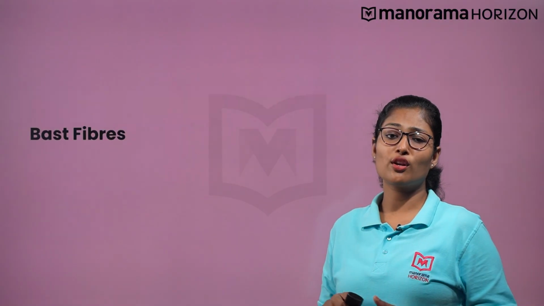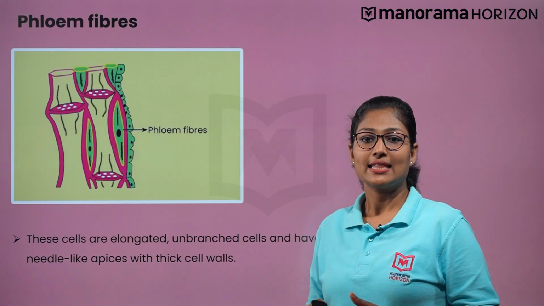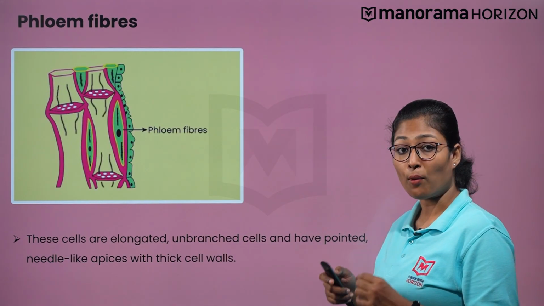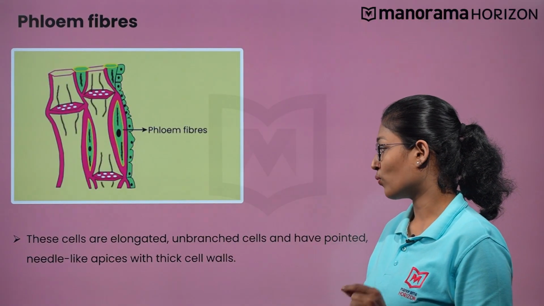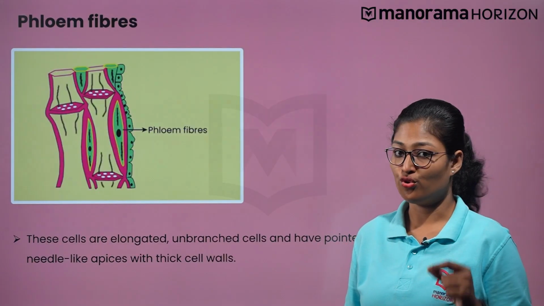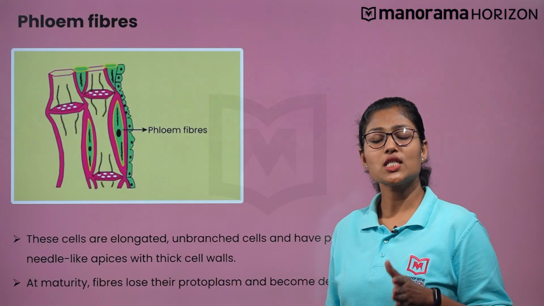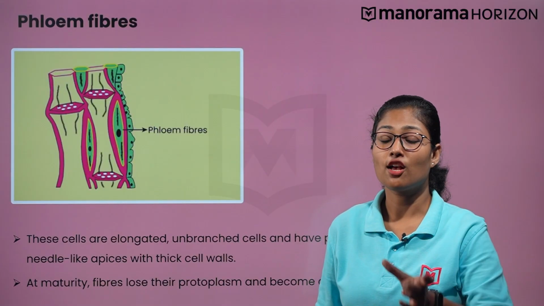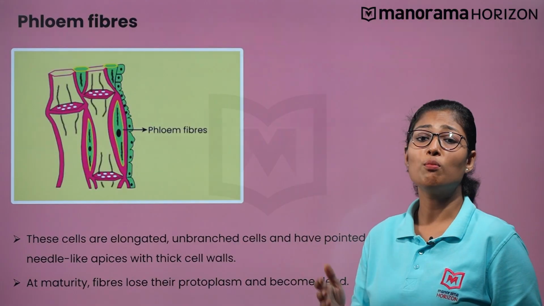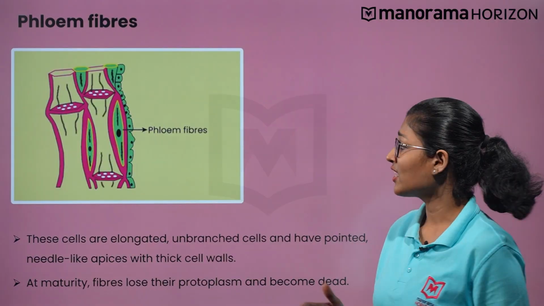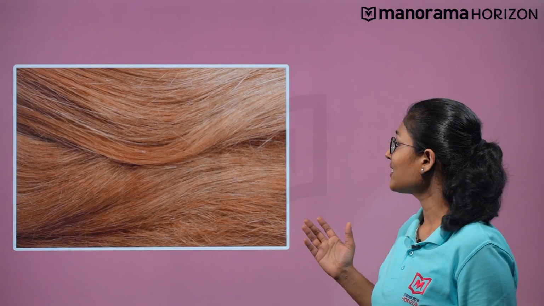We have seen the general features, but what do they look like? Let us check. These cells are elongated, unbranched cells and have pointed, needle-like apices with thick cell walls. So, are they living cells? No. At maturity, these fibers lose their protoplasm and become dead. You can see that phloem fibers have some commercial uses also. Let us check those uses. They are used as jute, flax and hemp.